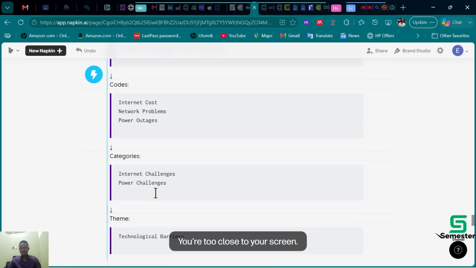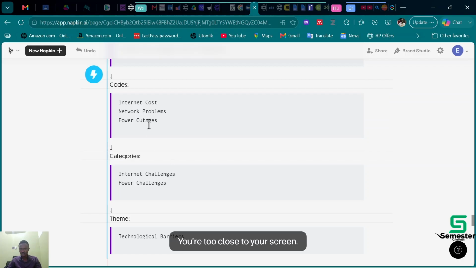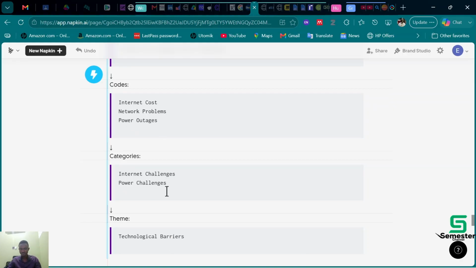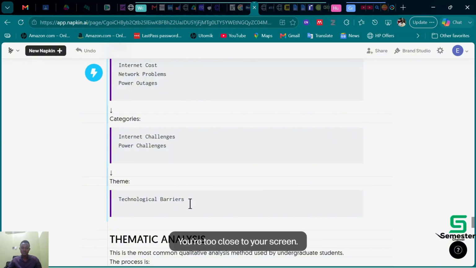Now you group them into categories. So internet costs and network problem are both internet challenge issues, so these two now form part of just this category. Then the power outages form part of power challenges. And then all of these categories fall under technological barrier. So in your work, when you are representing your data, you write technological barriers instead of internet challenges and all of these. All right?